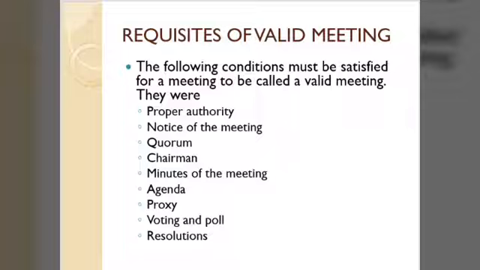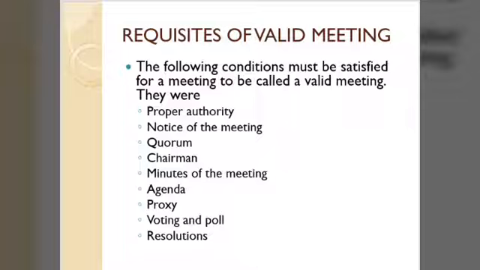What are the essentials of a valid meeting? For a meeting to be valid, the following requisites must be present. Number 1 is the proper authority. Number 2 is the notice of the meeting. Number 3 is the quorum for the meeting. Number 4, the chairman of the meeting. Number 5, minutes of the meeting. Number 6, agenda for the meeting. Number 7, proxy for the meeting. Number 8, voting and poll. Number 9, resolutions. These are the various requisites.